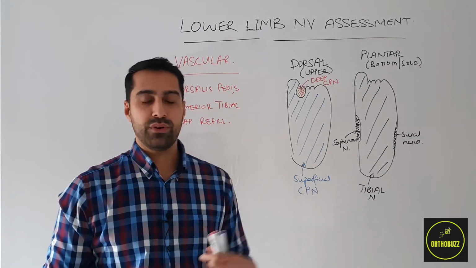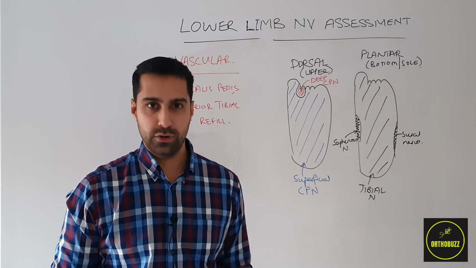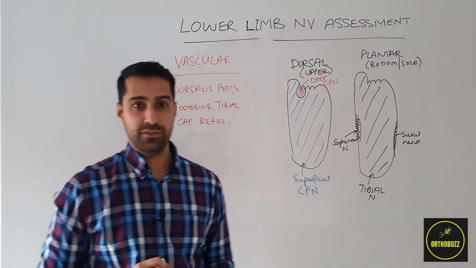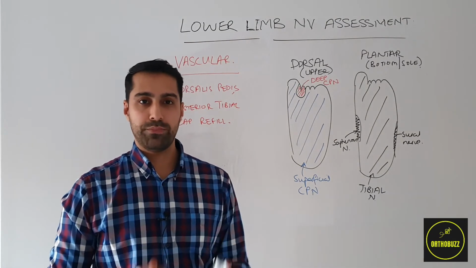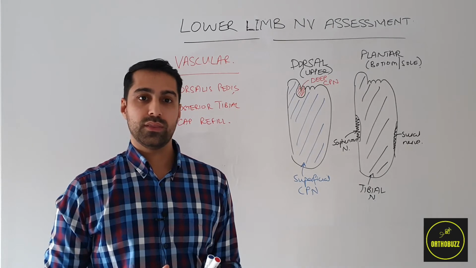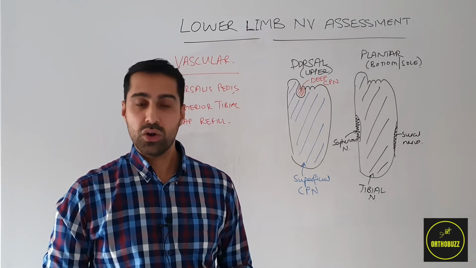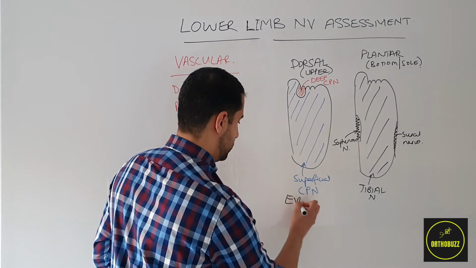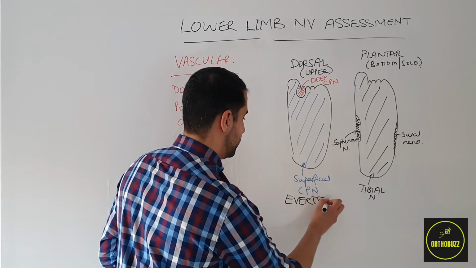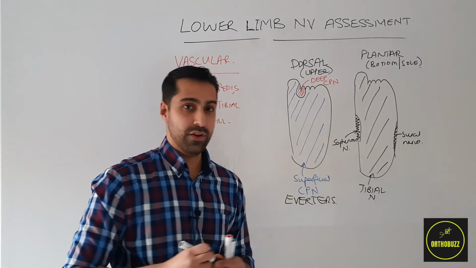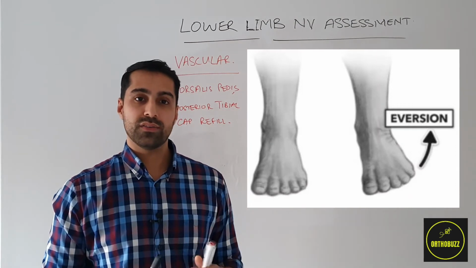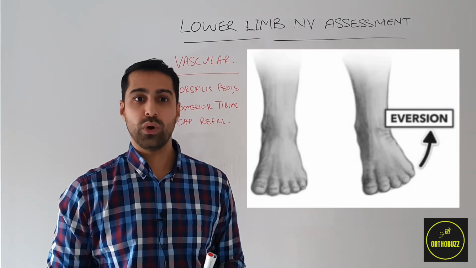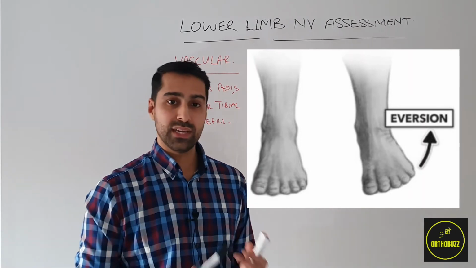Now let's have a look at each of these peripheral nerves and what they do in terms of their motor function. So starting first with the superficial branch of the common peroneal nerve. This supplies the lateral compartment of the leg. This includes the peroneus longus and brevis, and these are everters of the foot. So therefore, the superficial branch of the common peroneal nerve will evert the foot. To test this, you need to ask the patient to bring the lateral aspect of their foot pointed upwards or towards their lateral malleolus, and test this against resistance.